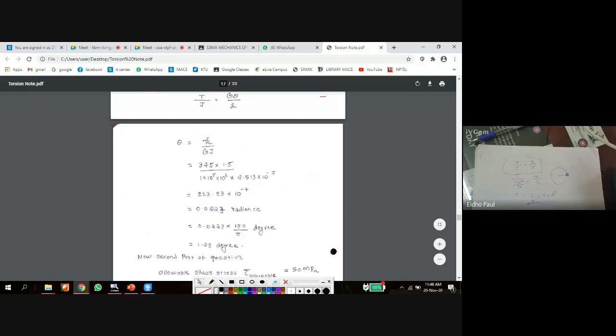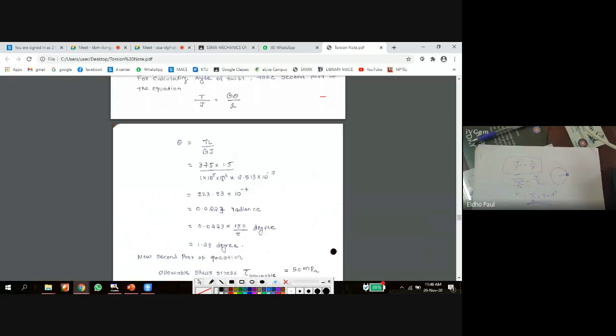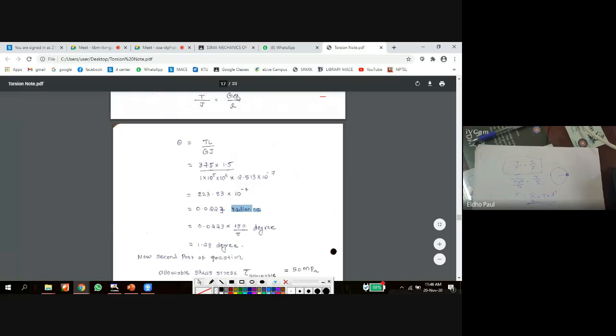So from this, theta is equal to TL by GJ. Substitute all the data given, and use the same unit for all the quantities, either Newton meter or mm. Then we get this in radians. To convert a radian quantity into degree, multiply with 180 by pi. Now to convert a degree quantity into radian, because in some question the theta is given in degree terms, for example 10 degree, 1 degree twist.